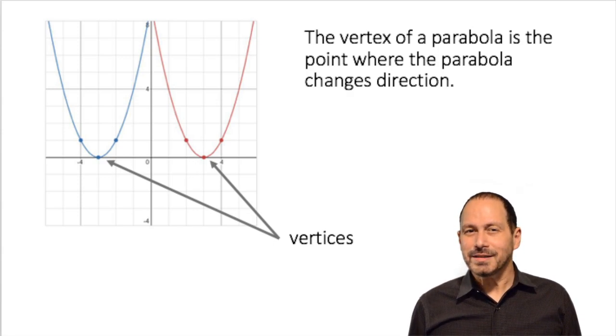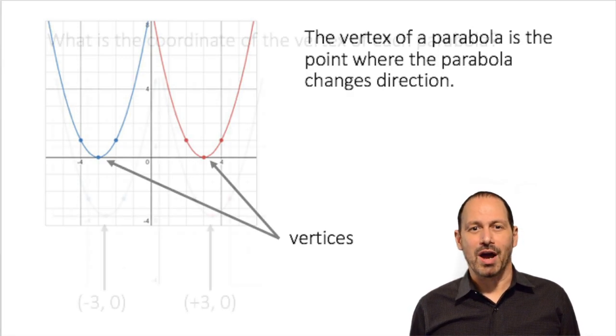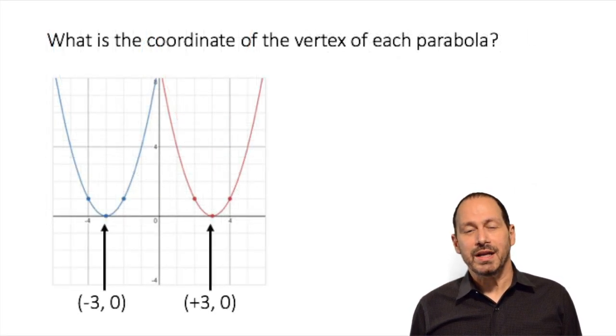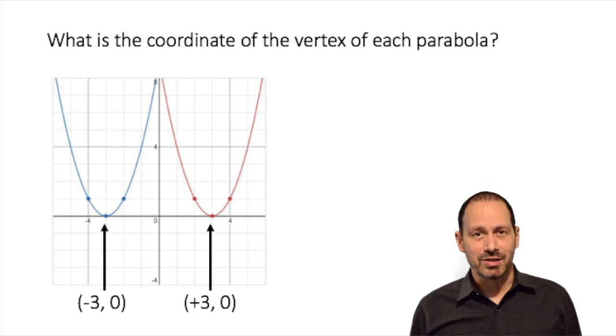Can you find the coordinates for that vertex point? Let's see. There you have it. -3, 0 is the coordinates for the blue parabola, and +3, 0 is the vertex for the red parabola.